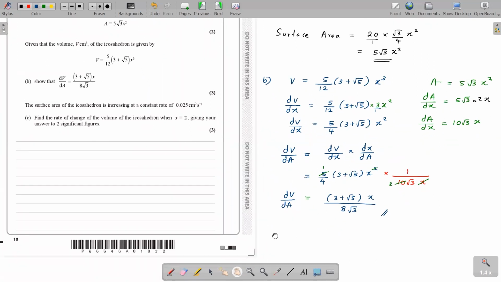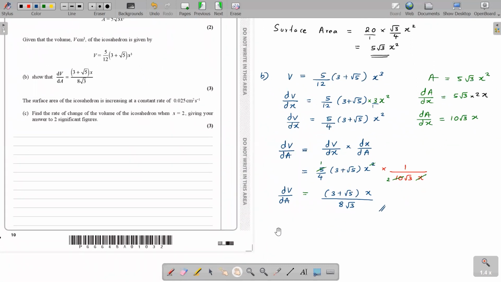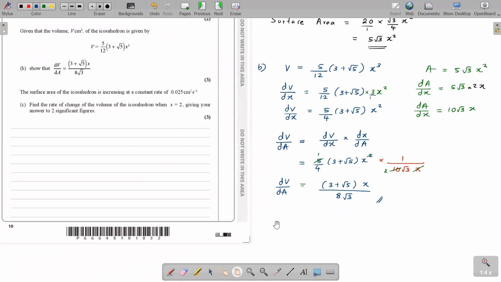Then let's move on to part C. The surface area of the icosahedron is increasing at a constant rate of 0.025 square centimeters per second. When they tell you the surface area is increasing at a constant rate of 0.025 square centimeters per second, what is the measurement they are giving you here? Square centimeters per second means this is dA over dt, because it's the rate of change of area with respect to time. So dA over dt is 0.025 square centimeters per second, given to you.